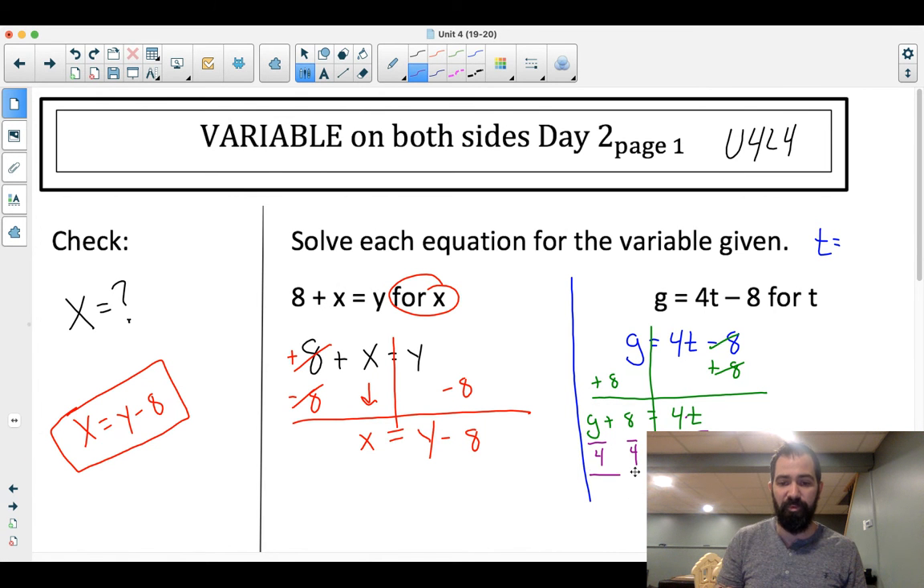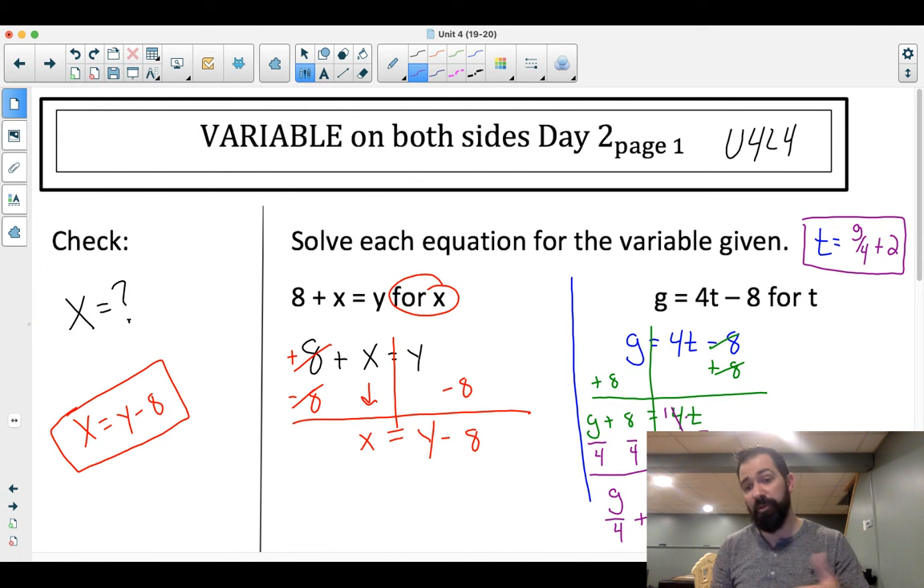Okay, that remains the same. G divided by 4 is just g divided by 4. Plus 8 divided by 4 can be simplified. That's 2. And that equals 4 divided by 4 is 1, just t. So t equals g over 4 plus 2. And you're done. Okay? Using your same process of solving multi-step equations to figure out what is the value of the indicated variable. And in this case, our value of the indicated variable is g over 4 plus 2.